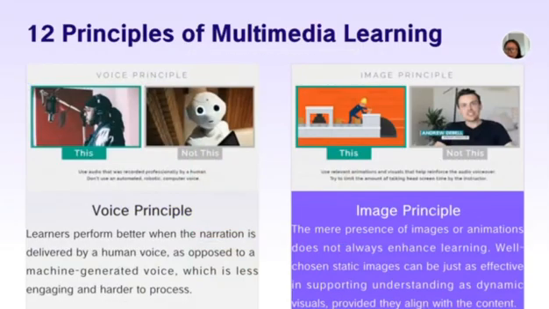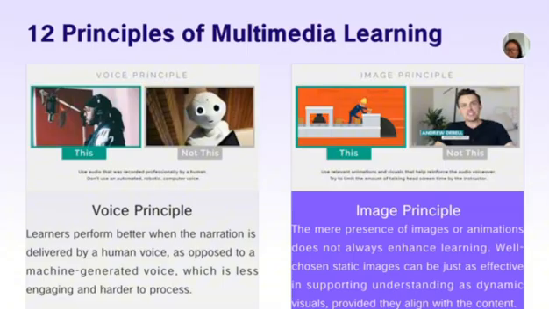The voice principle emphasizes that learners process speech presented by a human voice better than a machine voice. So using a professionally recorded voice can improve learning outcomes.